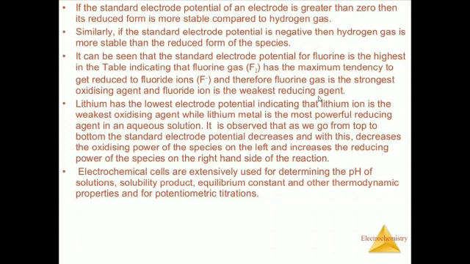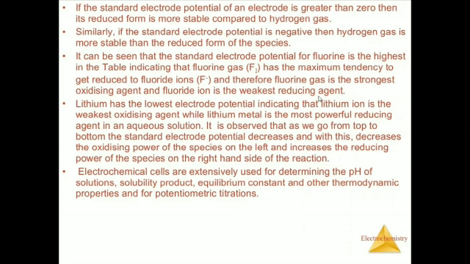If the standard electrode potential of an electrode is greater than 0, then its reduced form is more stable compared to hydrogen gas. Note it down, students. If the standard electrode potential is greater than 0, that means it is positive, the reduced form is more stable compared to hydrogen gas. Similarly, if the standard electrode potential is negative, that means less than 0, then hydrogen gas is more stable than the reduced form of the species.